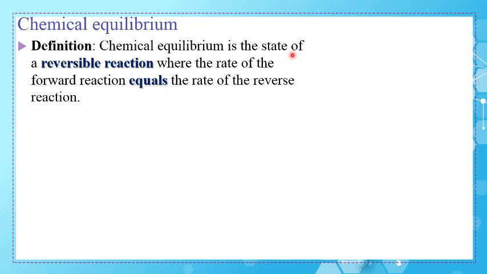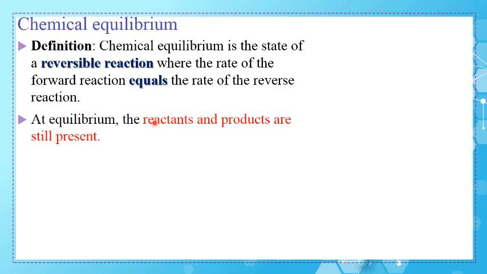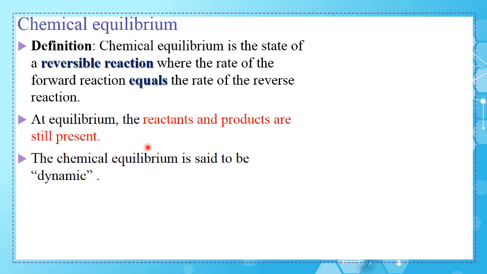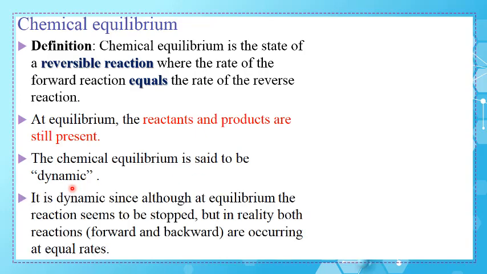Now, what is chemical equilibrium by definition? Chemical equilibrium is the state of a reversible reaction where the rate of the forward reaction equals the rate of the reverse reaction. At equilibrium, the reactants and the products are still present at the same time. The chemical equilibrium is said to be dynamic. What does the word dynamic mean? It is dynamic since although at equilibrium the reaction seems to be stopped, in reality there is no stop. Both reactions, forward and backward, are occurring at equal rates.